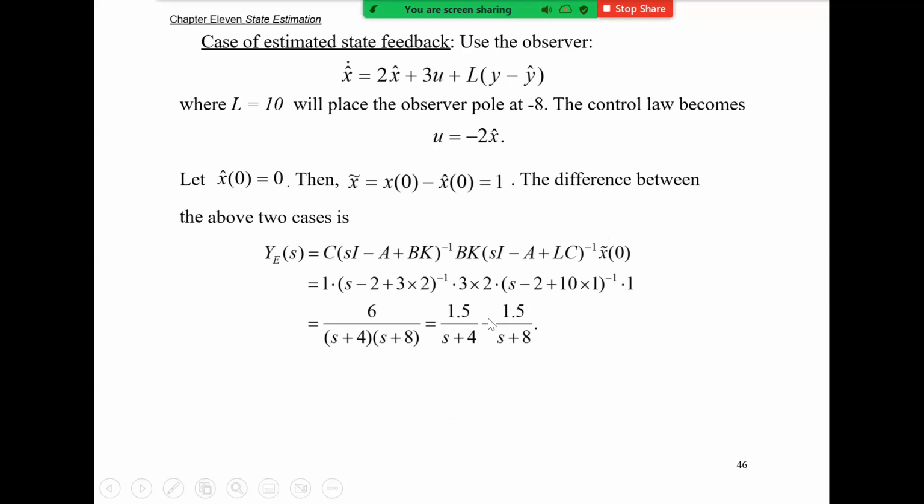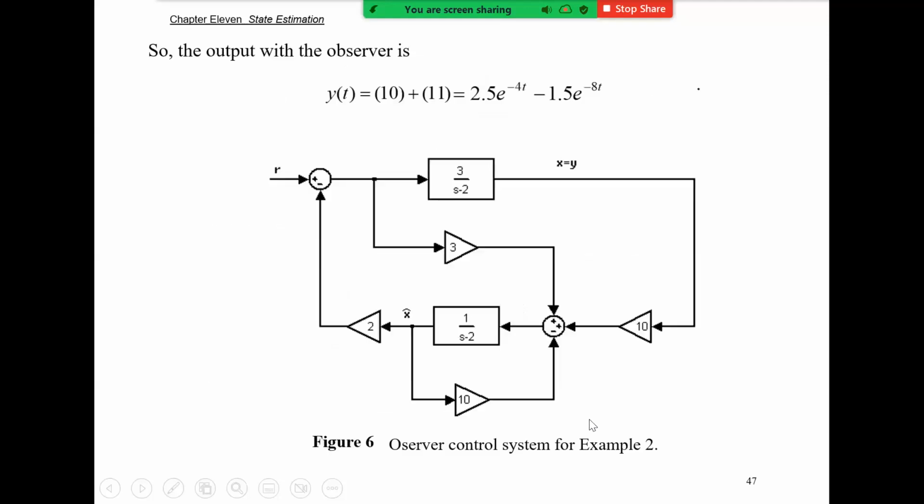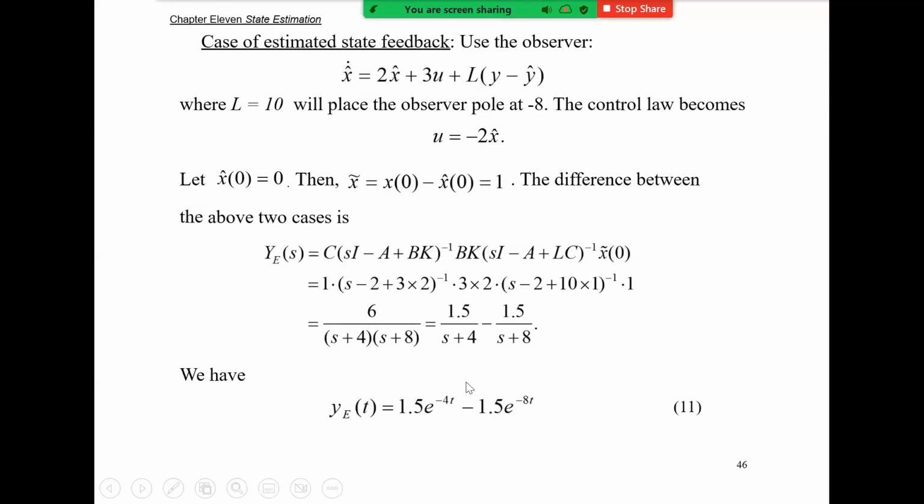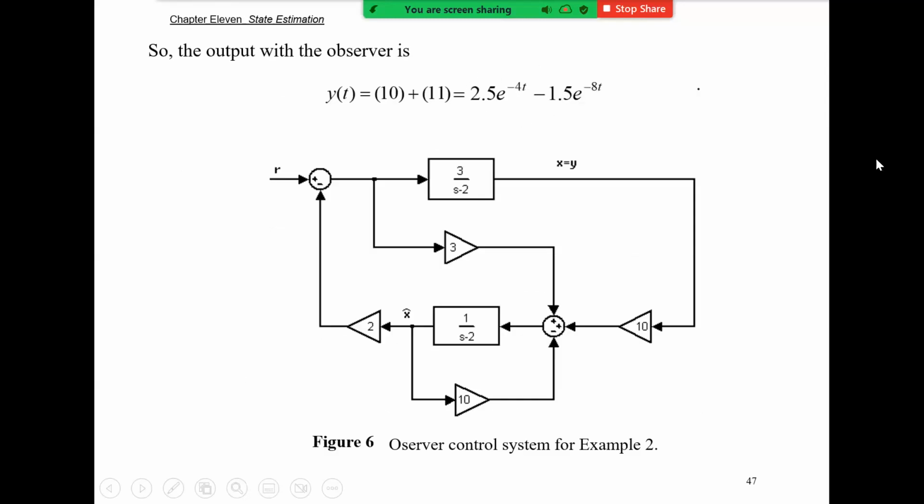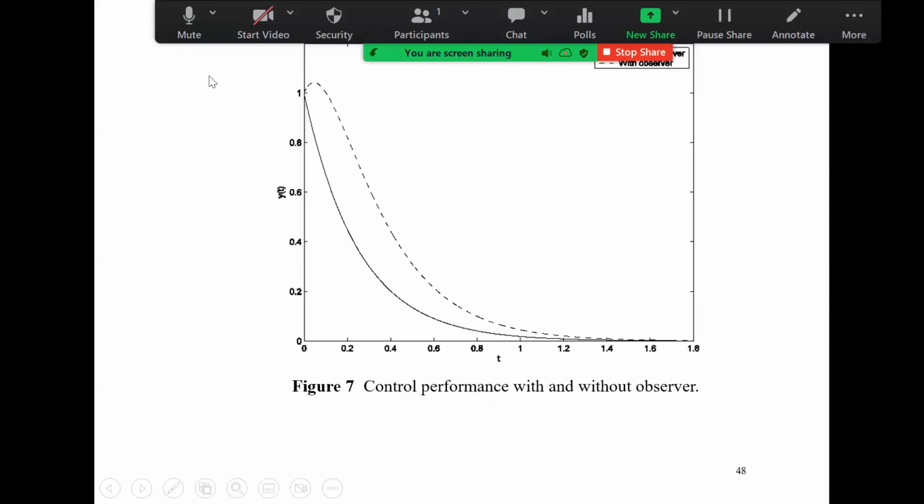This is the Laplace transform of the difference of those two cases. We can easily get it because we have s plus 4, we have s plus 8, right? This one, s plus 4, corresponds to e to the minus 4t. This here, s plus 8, corresponds to e to the minus 8t. Then the output with observer will be this difference plus the original one. This one plus the original output. So this will be the output if we use the observer. And then we can see the difference.